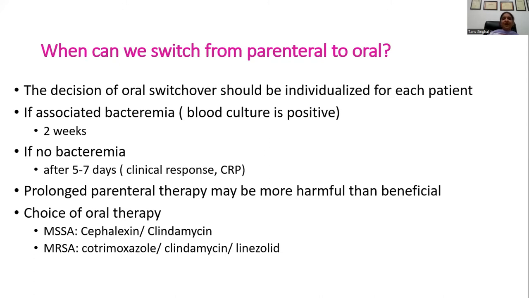However, if there is no bacteremia, then you can switch from IV to oral after 5 to 7 days based on the clinical response, based on the CRP, because the CRP is a good method to track the infection. And once your CRP is down to 30 to 50% of the original level and the patient is afebrile, the pain is less and you have no complications, you can switch to oral. In fact, there are studies which have shown that early switchover to oral therapy is not associated with inferior outcomes as compared to prolonged parenteral therapy. And in fact, prolonged parenteral therapy may have more harms than benefits, because many of these patients develop thrombophlebitis, they have central line related infections, etc.